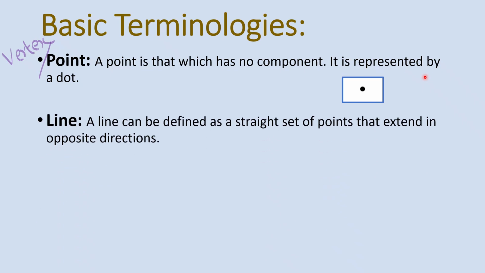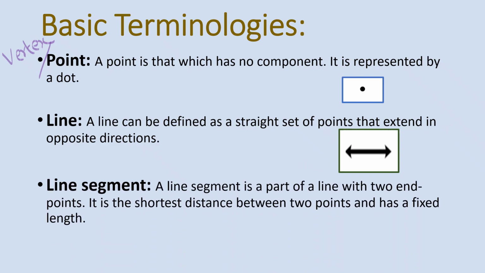Okay, now next we have a line. A line can be defined as a straight set of points that extends in the opposite direction. A line which extends in both directions is known as a line. How can you represent this? You can represent this with the help of this. See, it will have an arrow on both sides, and it indicates that it's extending in both directions.